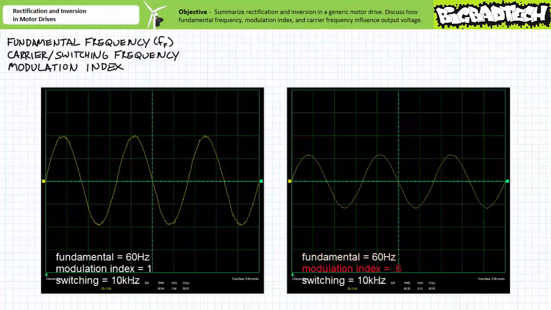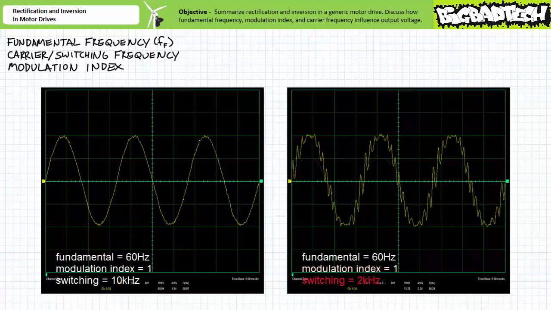Now, here's the filtered output of one phase of a three-phase pulse width modulated inverter when the modulation index has been reduced to 0.6, and fundamental frequency and switching frequency respectively remain at 60 Hz and 10 kHz. Note, by varying modulation index, frequency and output quality remain the same, and only resultant magnitude is changed.